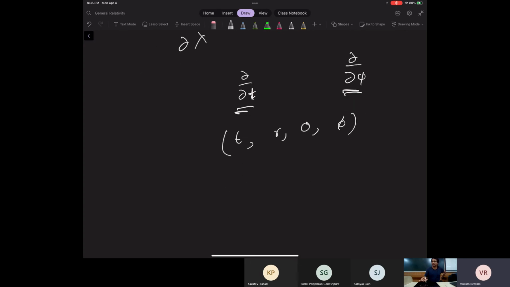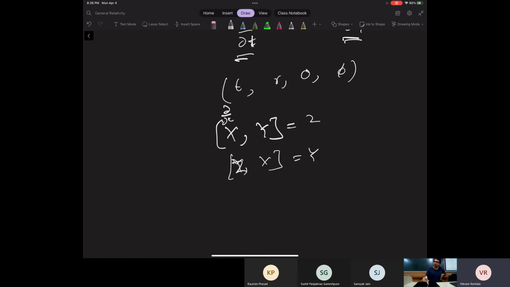It's not really possible to go to a coordinate system where all three killing vectors just correspond to coordinate directions. The reason is that if you choose one of them to be a coordinate vector, the other ones are automatically not coordinate vectors, because if the other one was also a coordinate vector, their commutator would be 0. So you can only choose one of them to be a coordinate vector.